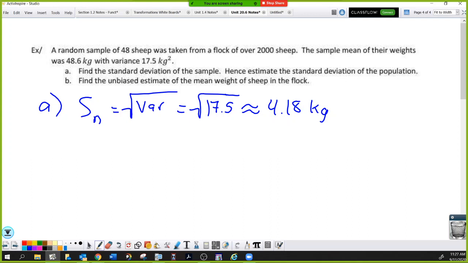Just so you know, your calculator does not give you the variance. It gives you the standard deviation. So if you're ever asked what the variance is, square the standard deviation. So it says, hence, estimate the standard deviation of the population. So sigma is approximately 4.18. It doesn't have a choice, because sigma is estimated using S sub n.